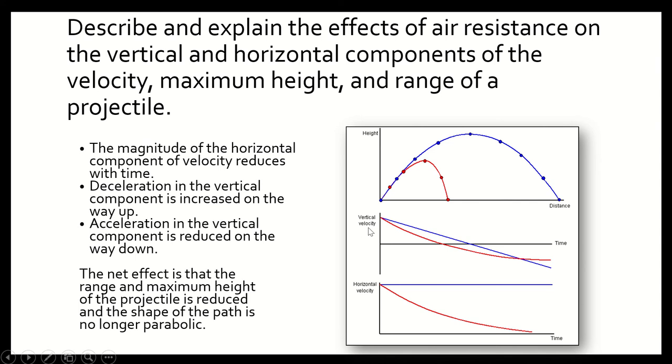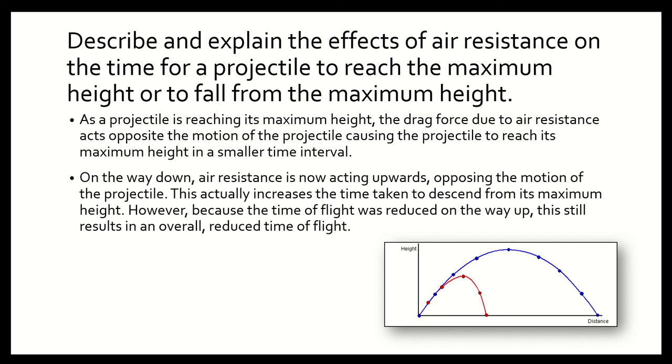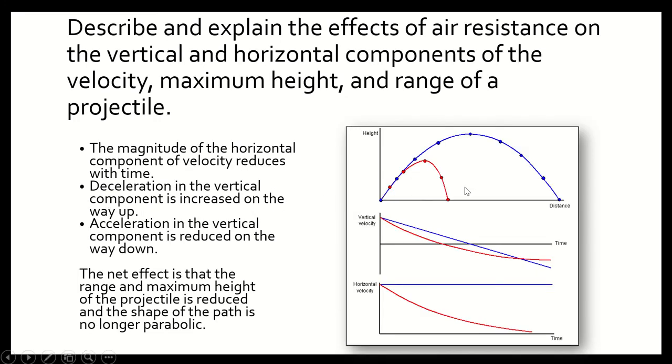So what happens is the range of the projectile is reduced, because range is the horizontal component of velocity multiplied by the time of flight. On the way up, the time of flight is decreased because the vertical component of velocity is being opposed. But something funny happens on the way down: the time of flight actually slightly increases because you have a force opposing it. So it takes longer for it to hit the ground.